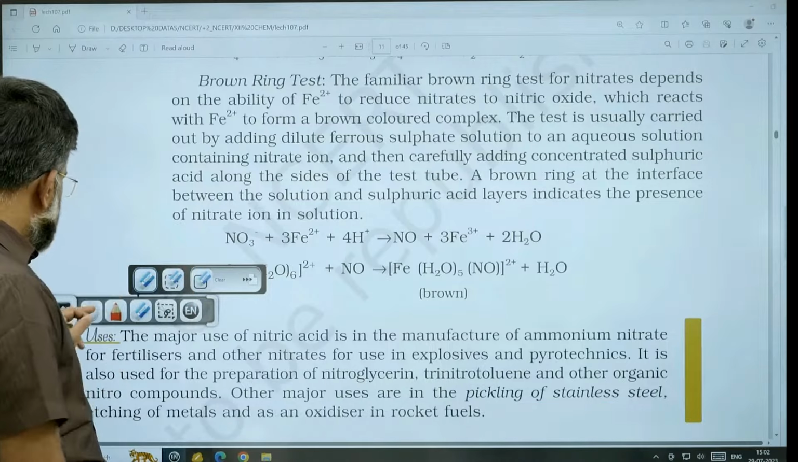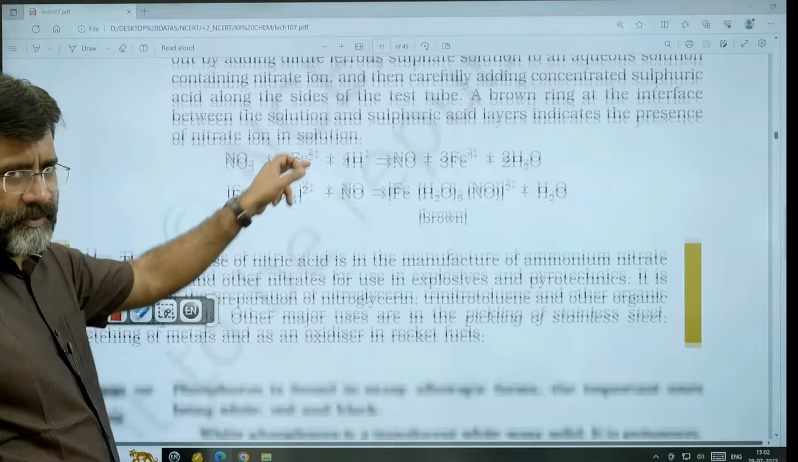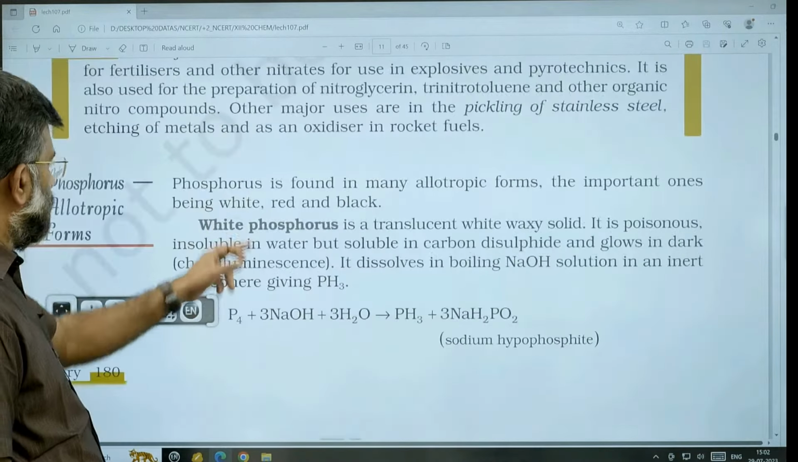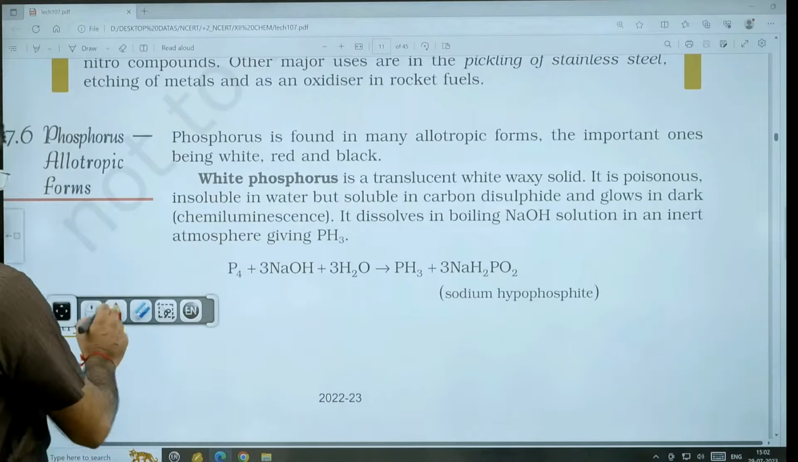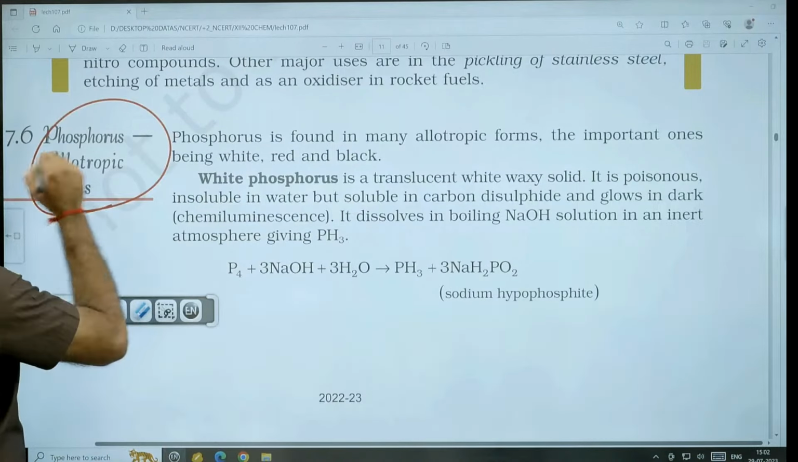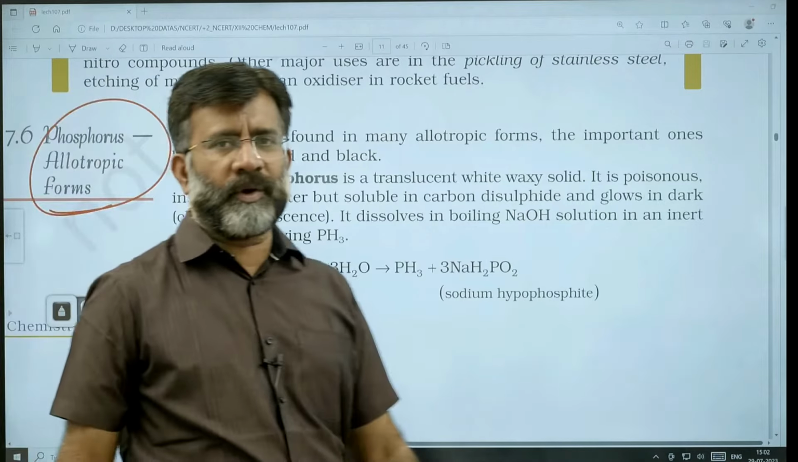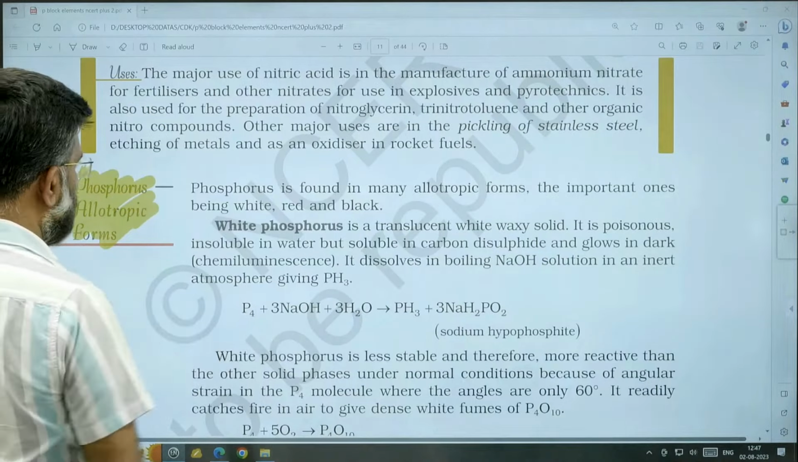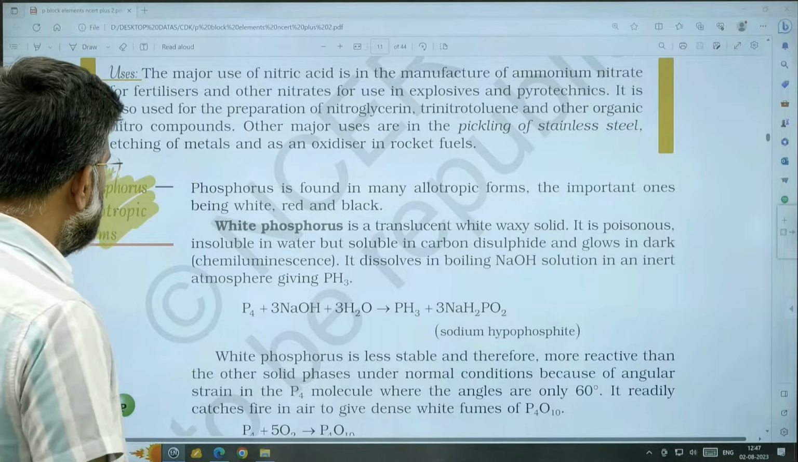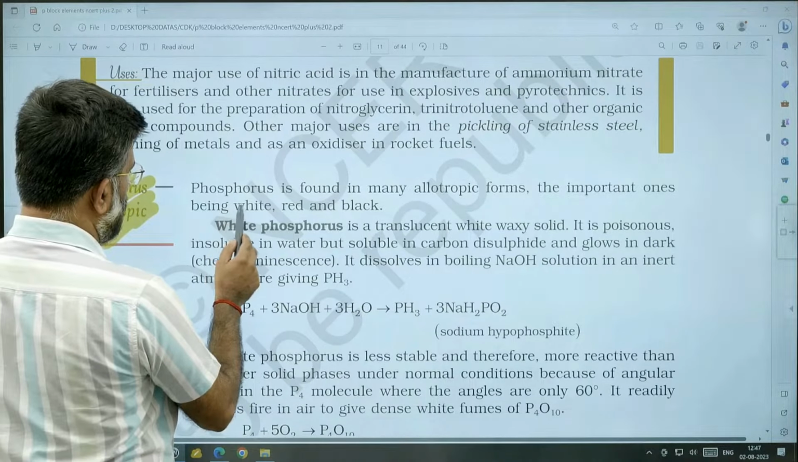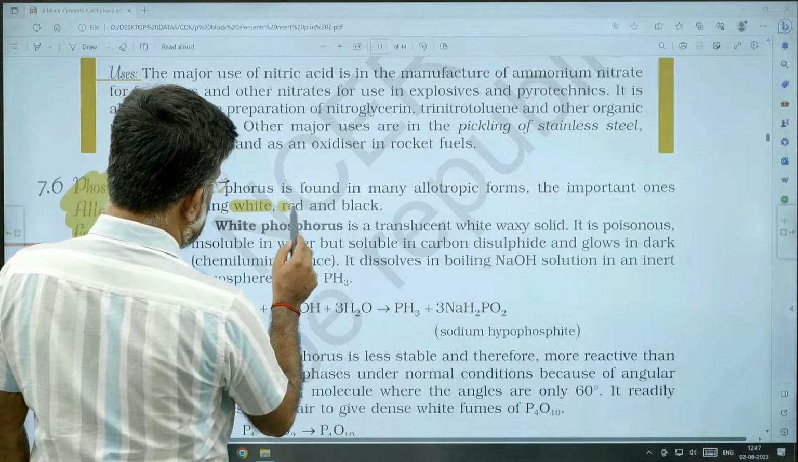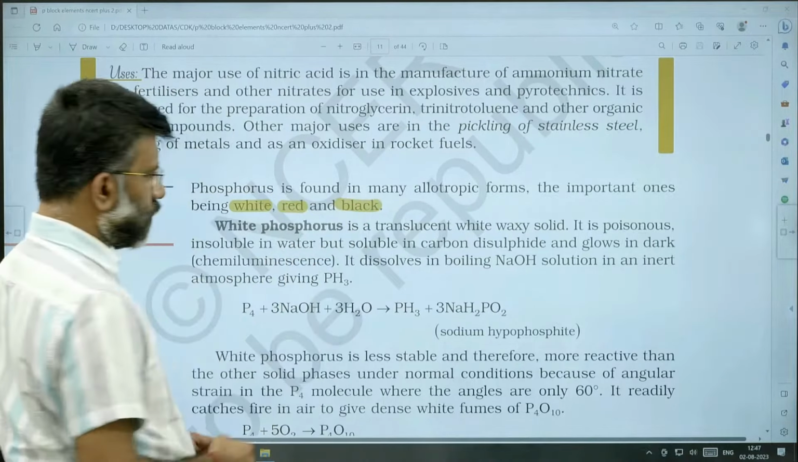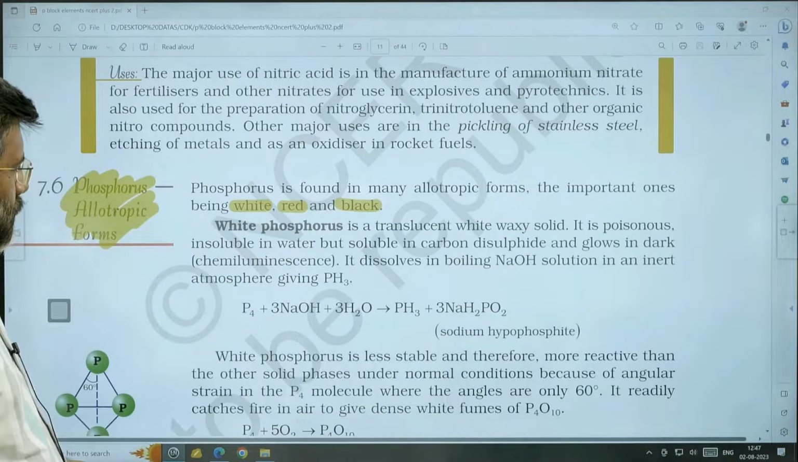That is about nitric acid, right? So the major discussion was regarding oxides of nitrogen and nitric acid. Now on to allotropic forms of phosphorus. That is the next topic. There are mainly three important allotropic forms: white phosphorus, red phosphorus, black phosphorus.